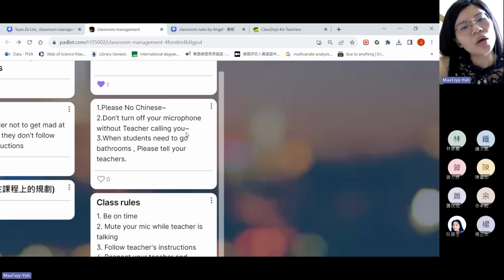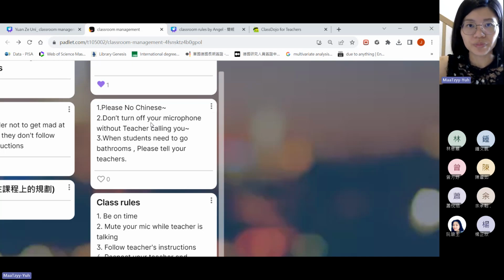And then, don't turn off your microphone without teacher calling you. I think that's kind of the same thing. So instead of saying don't turn off, maybe you can say turn on your microphone. So use the positive words, and they would be shorter. And when they are shorter, the kids would be able to follow you better.